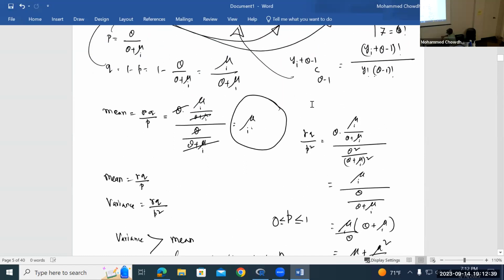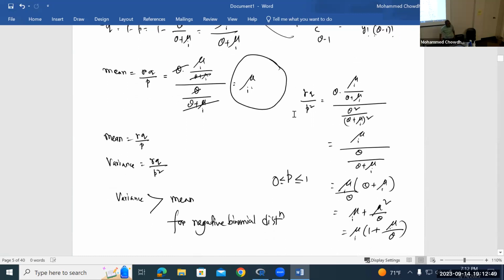So this is the variance formula from the original negative binomial distribution. This one. Mu I over theta. Mean is this. Mean equal to that, RQ over P. Okay. Let me again explain these things to you.